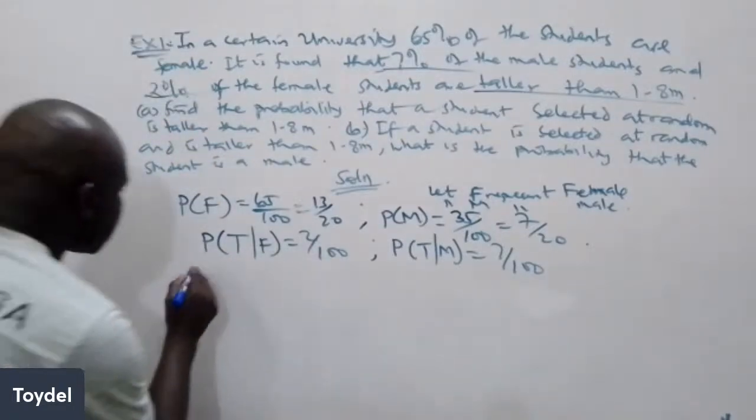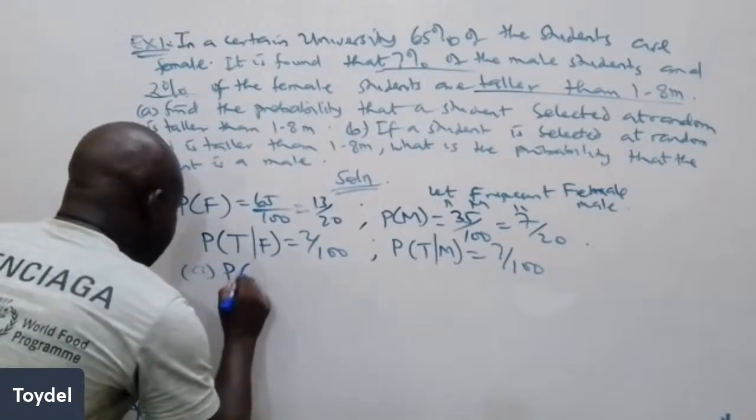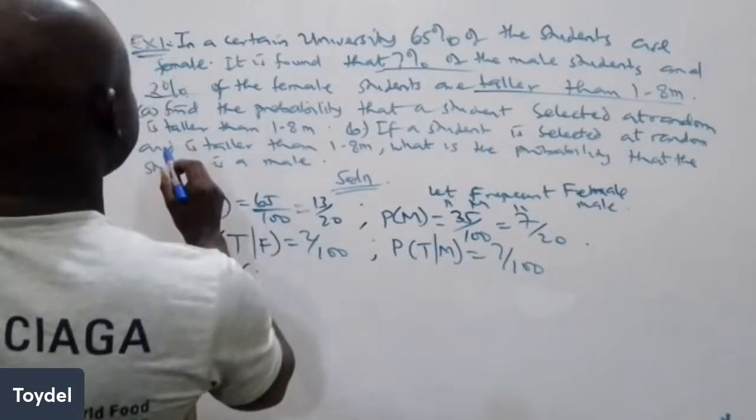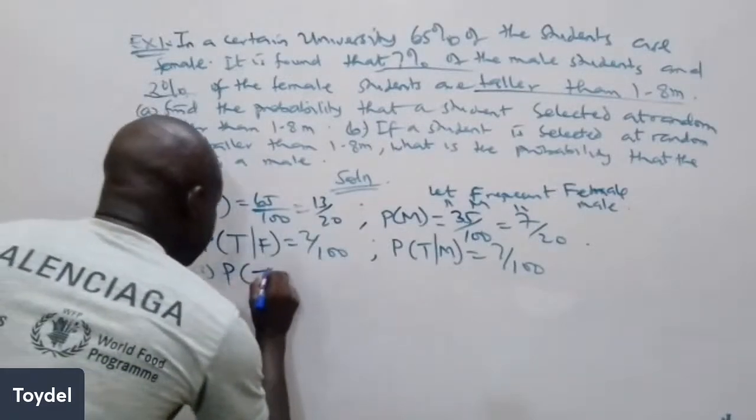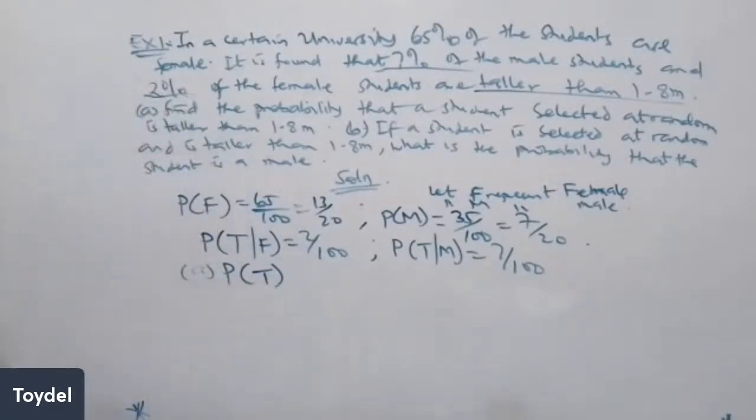Back to our first question, we have to find the probability that a student selected at random is taller. The probability that the student is taller than 1.8 meters, let's represent that as T. And of course, in this case, they are mutually exclusive events. They cannot happen together. So what do we now have?